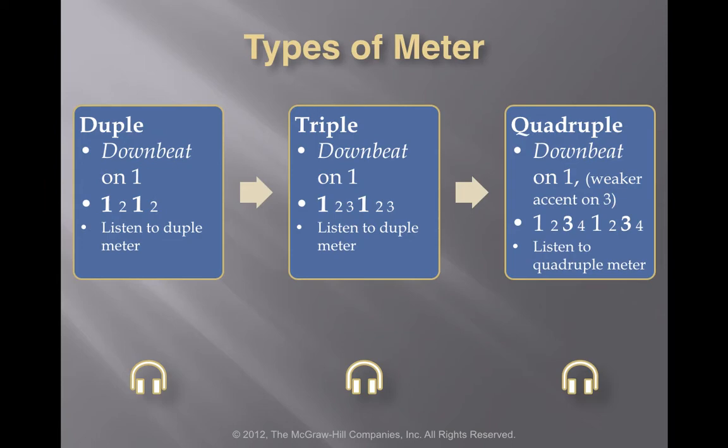Triple meter would be our 3/4, where the downbeat, once again, is the strongest beat, as it always is, but then it is followed by 2 weak beats, beats 2 and 3. And we feel that strong beat every 3 beats.